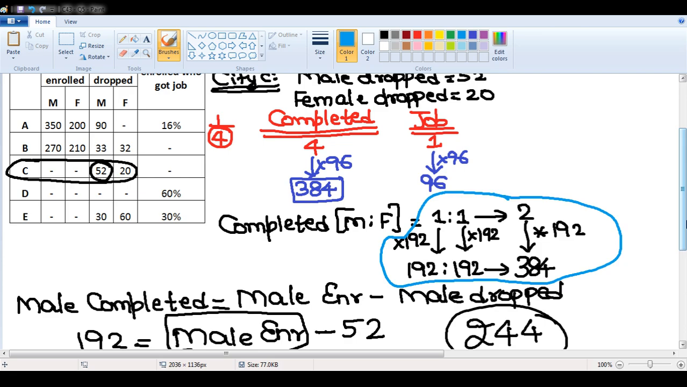Answer is 244 male people have enrolled. Similarly, you can also find female people enrolled in this question. Easily you can find. Female will come 212.